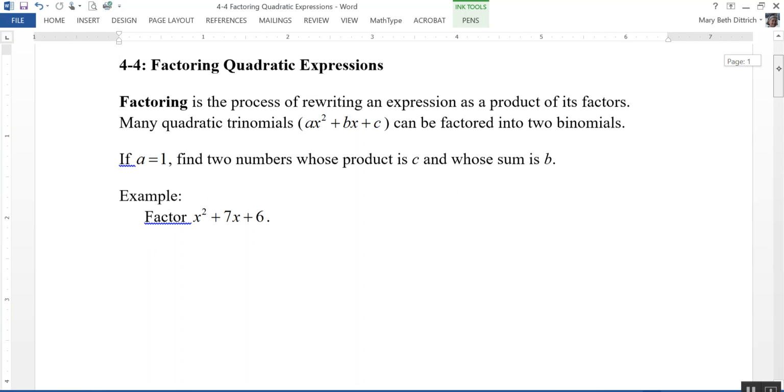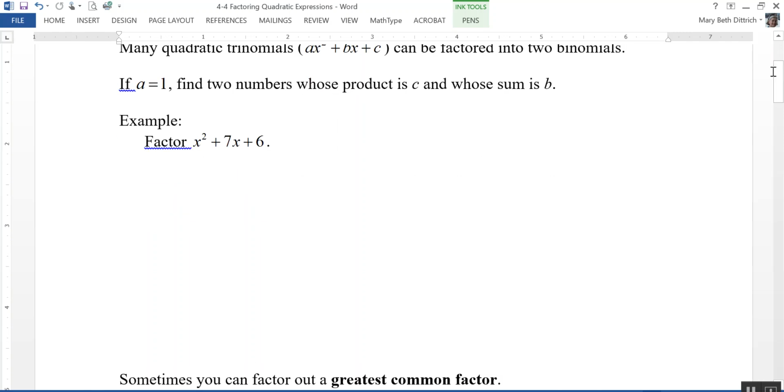So here we have x squared plus 7x plus 6. So c is equal to 6 and b is equal to 7. I am looking for two numbers that multiply to c, in this case 6, and then the same two numbers have to add up to b, which is 7. Running through my times tables, 2 and 3, no, 1 and 6, yeah, maybe 1 and 6. So 1 times 6 is 6, 1 plus 6 is 7.